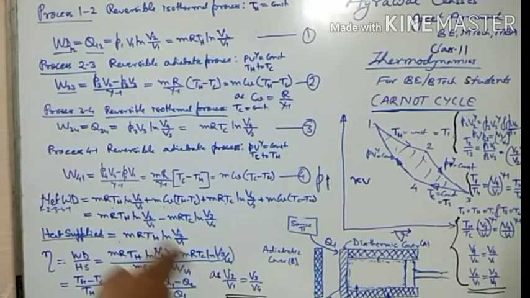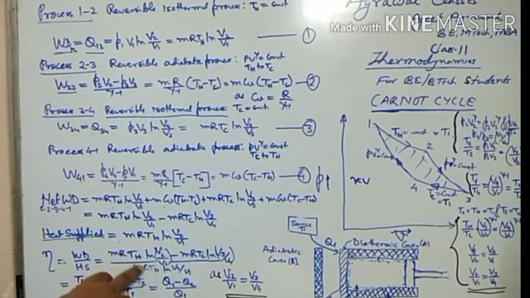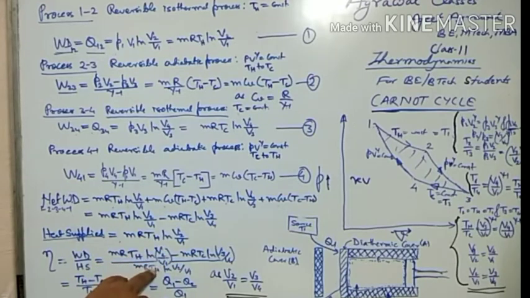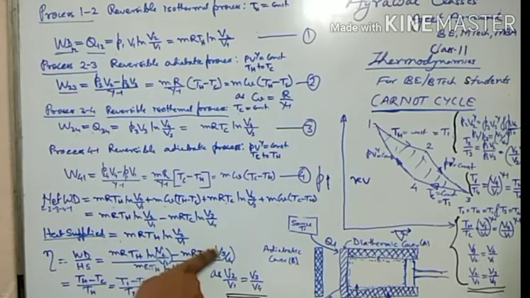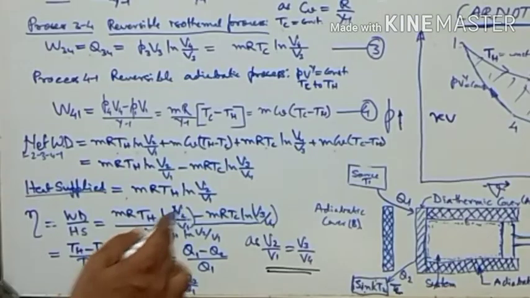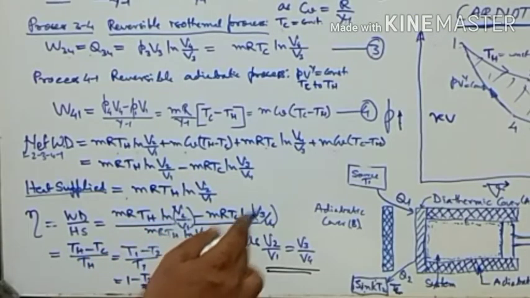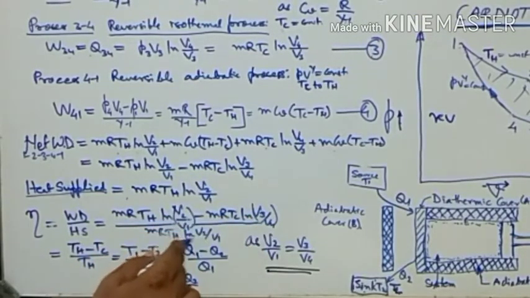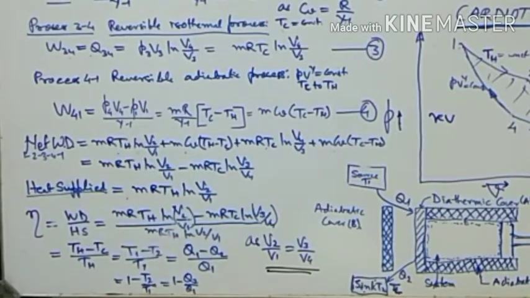So if you calculate this, the MR will cancel out, leaving TH minus TC upon TH. This V2 upon V1 and V3 upon V4 are equal. V2 upon V1 is equal to V3 upon V4. So the log of V2 upon V1 and the log of V3 upon V4 are the same, so they cancel out.